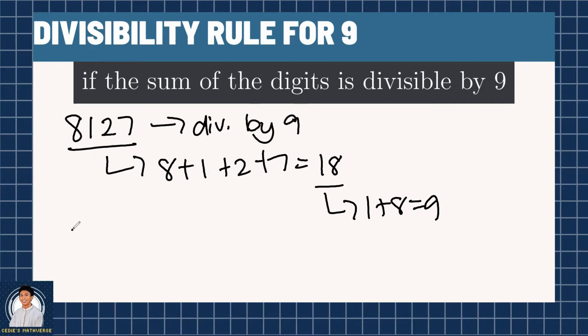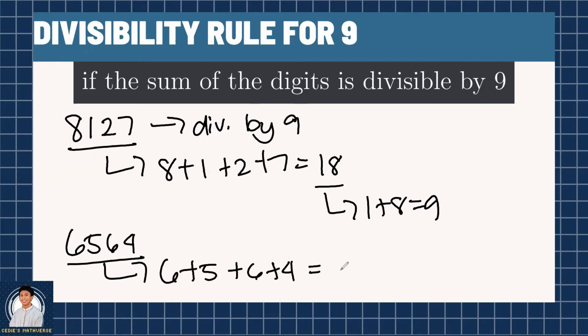However, a number like 6,564 is not divisible by 9, even though it is divisible by 3. As we can see, its digit sum is 21, but 21 is not a multiple of 9. So this is not divisible by 9.